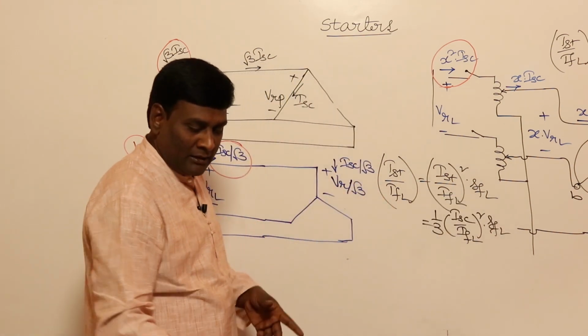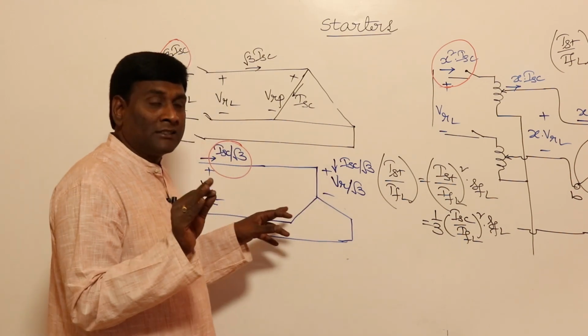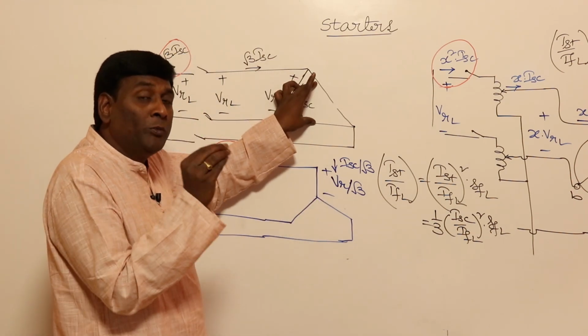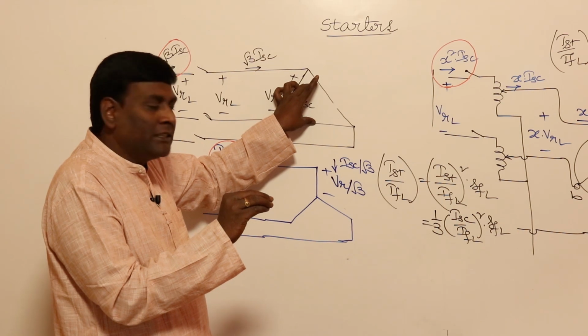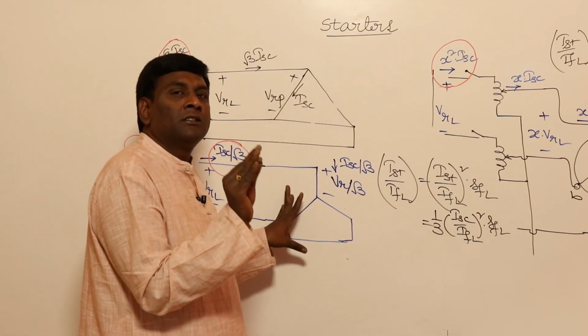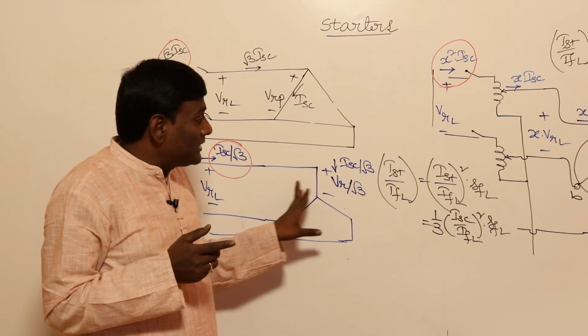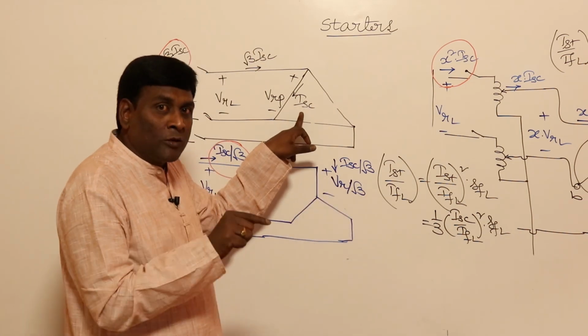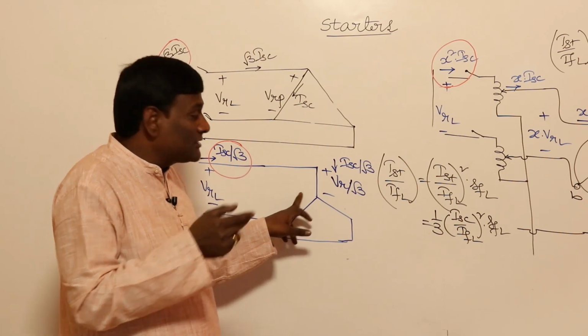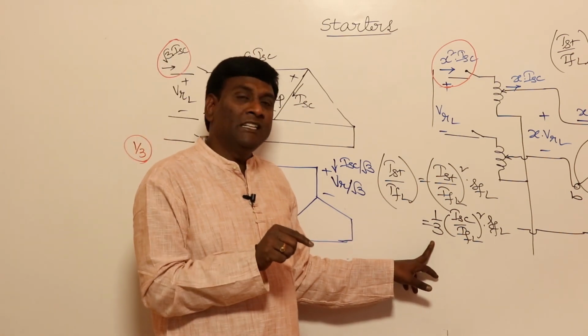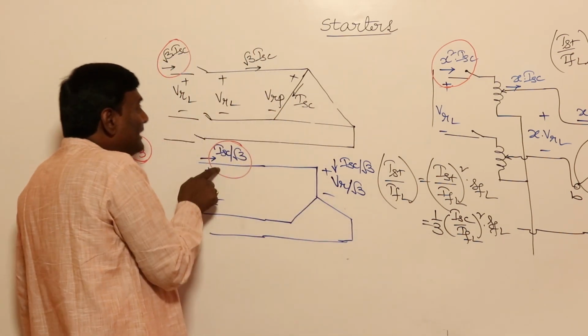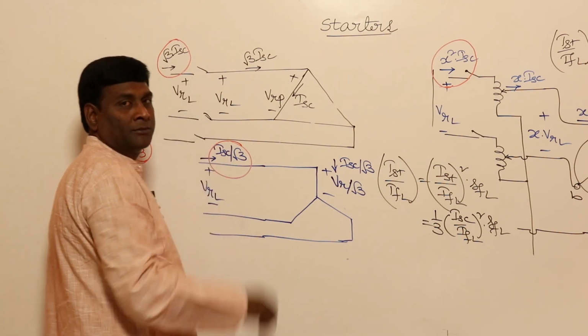So what's happening here? If you design the machine to work with the delta connection, but at starting you connect it in star for the time being, then what will happen? Ideally this is supposed to be the connection, but because of the change in connection, starting torque is reduced by 3 times. Because of the change in connection, line current, source current is reduced by 3 times.